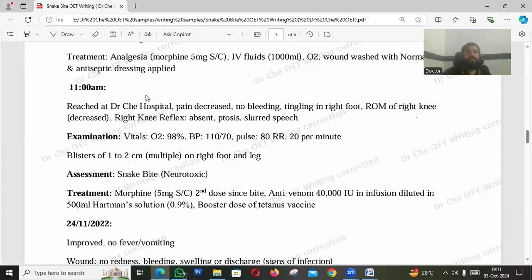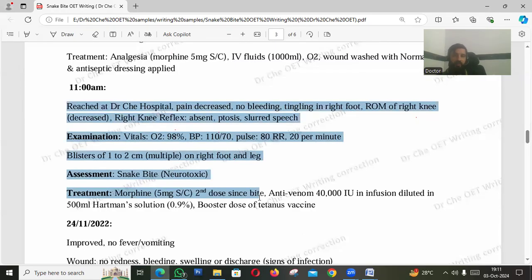This is what you have treated in the hospital. You will start with the time, and then you have all of these things. If you write all of these things, imagine your paragraph will easily have more than 100 words, but you need to make it concise. Okay, let us read.